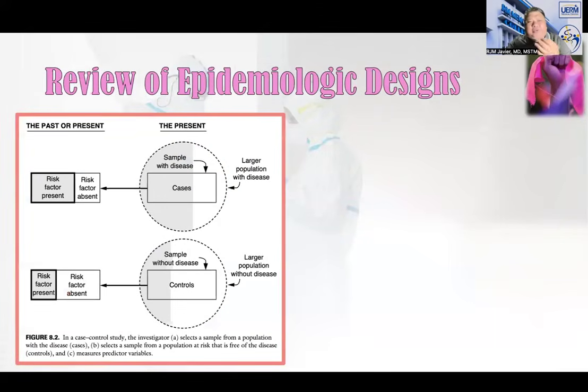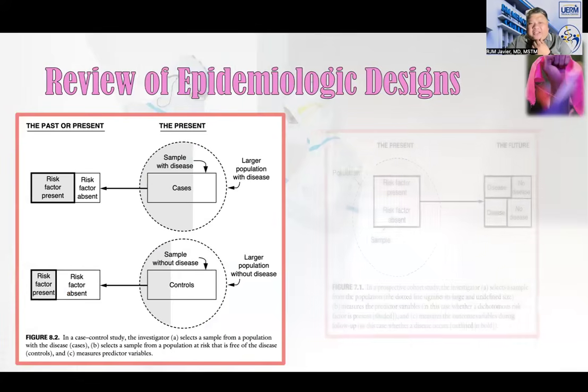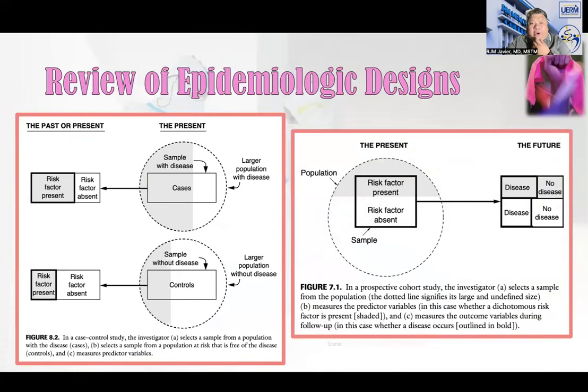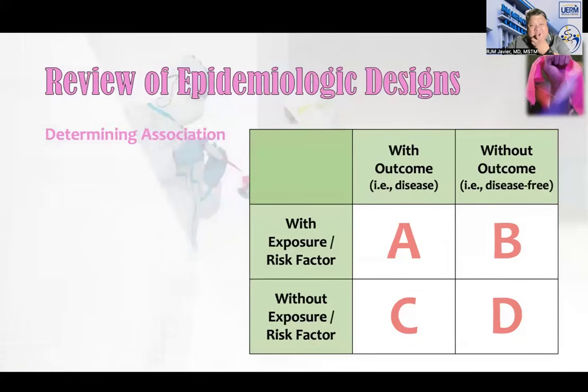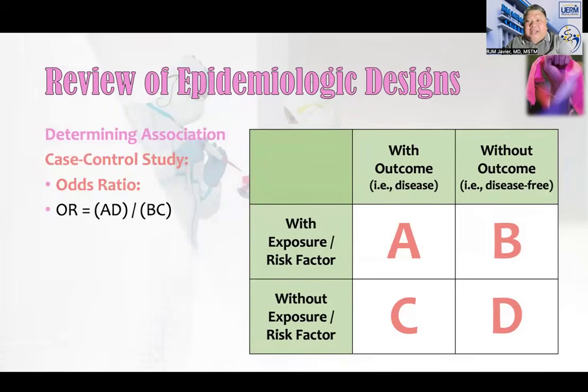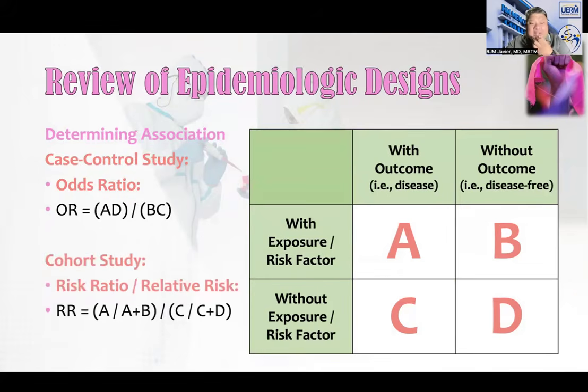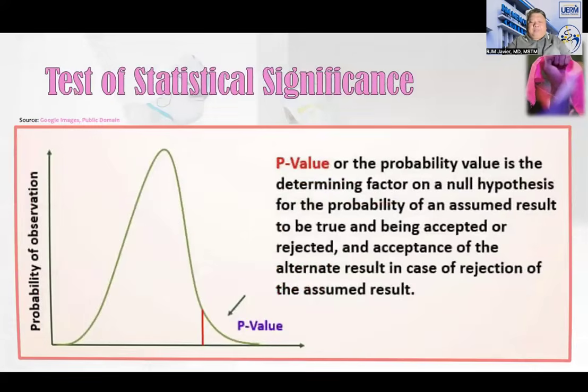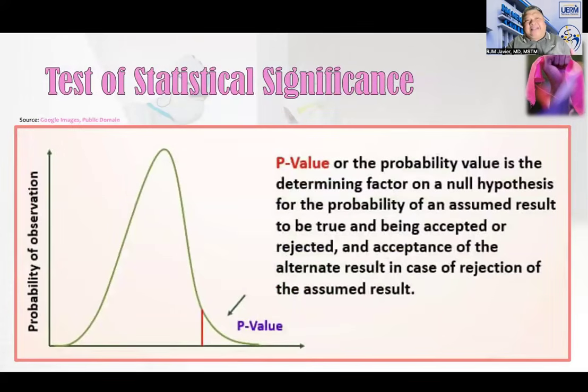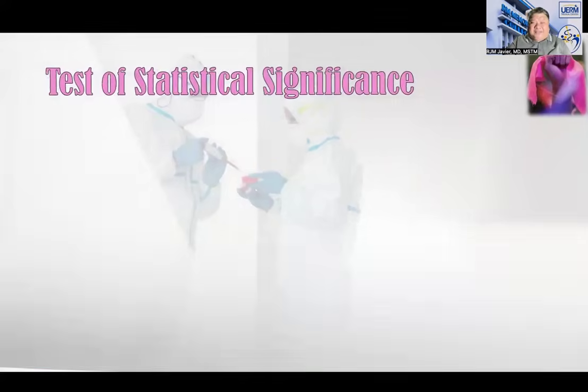So again, just to review, these are the general schema of a case control study versus a cohort study. And from this, you determine the main measure of association. If we're dealing with case control studies, your case control studies will yield your odds ratio, while your cohort study will determine the relative risk or the risk ratio. So if the p-value is less than 0.05, then you can be sure that it is statistically significant and that the relationship truly exists and it's not merely due to chance.